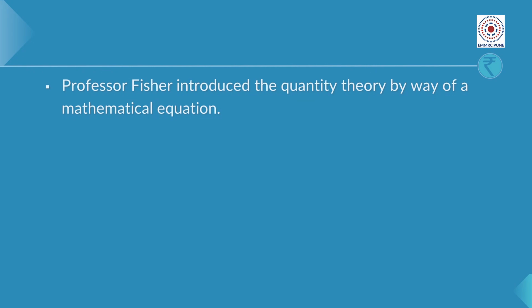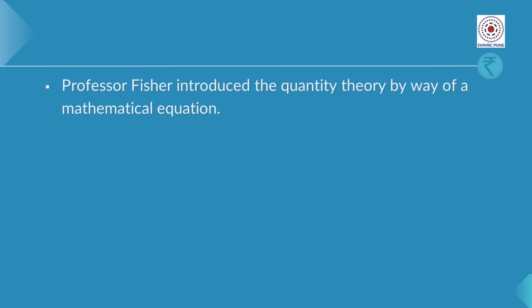This relation is explained with the help of an equation called the Fisher mathematical equation. Like other commodities, the value of money or price level is determined by demand and supply of money, and at equilibrium the supply of money is equal to demand for money. In other words, the total value of money expenditure in all transactions is equal to the total value of all items transacted. Professor Fisher introduced quantity theory by way of a mathematical equation.